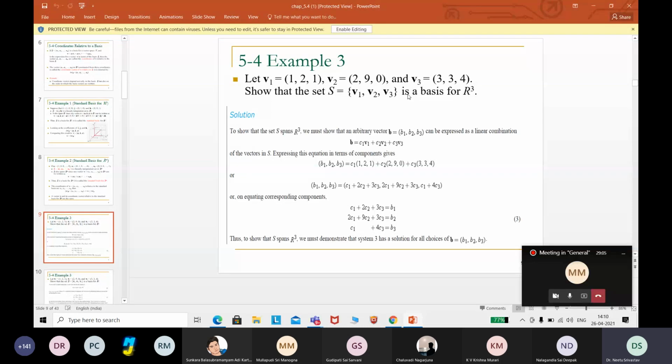So for the first condition, we have the linear combination to be 0. And the second thing, we have to prove that the set which we have as a basis spans the other set. For that we have to take any vector from R3, B1, B2, B3, and write it as a linear combination of V1, V2, V3. So that is what is being written.